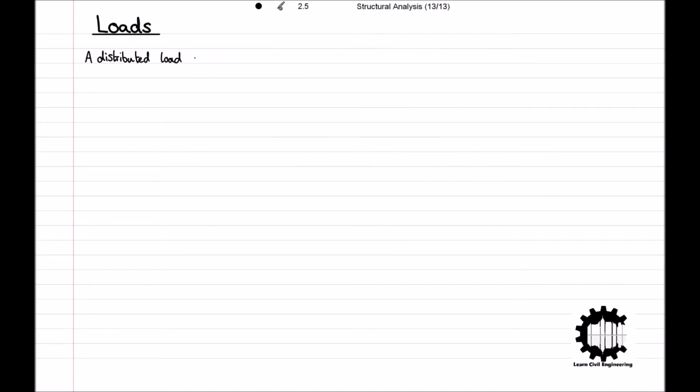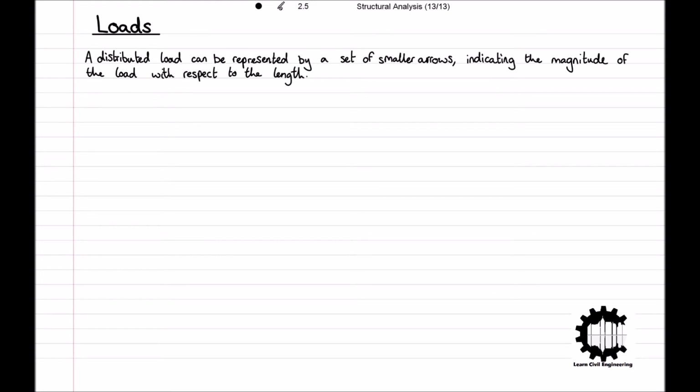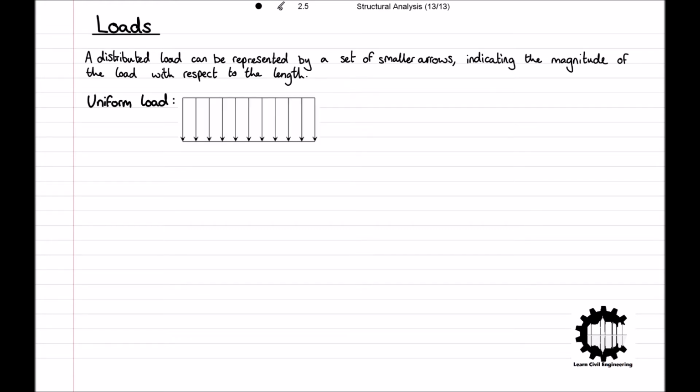A distributed static load can be represented by a set of smaller arrows, indicating the magnitude of the load with respect to the length that is being considered. A uniform load is represented by a set of arrows which stay constant with respect to the length, as the magnitude of the load is uniform along the length. Only a single number is required to represent a uniform load.